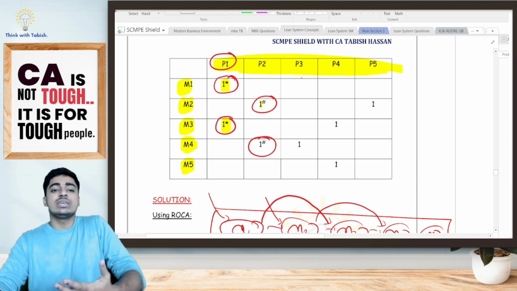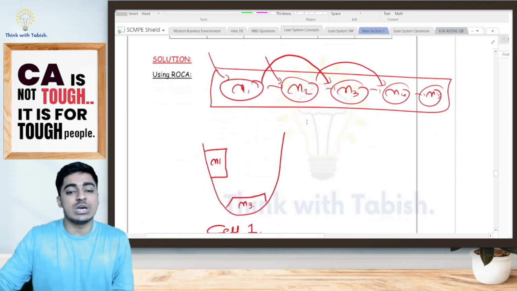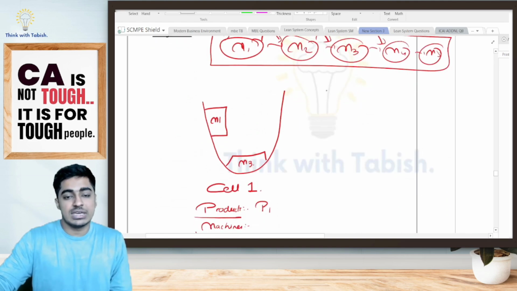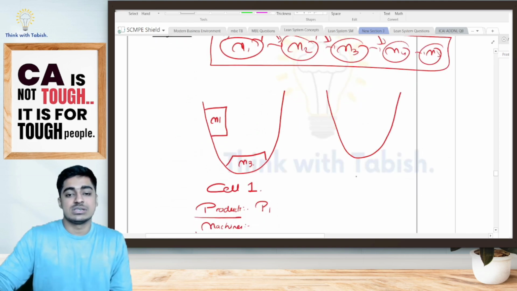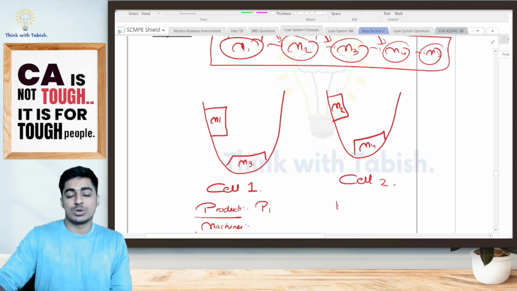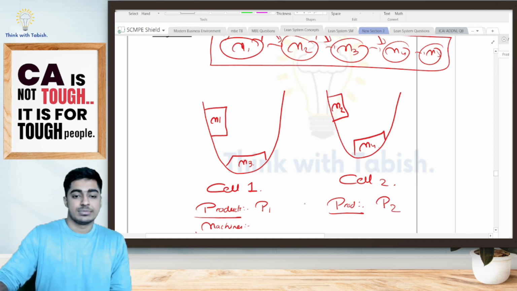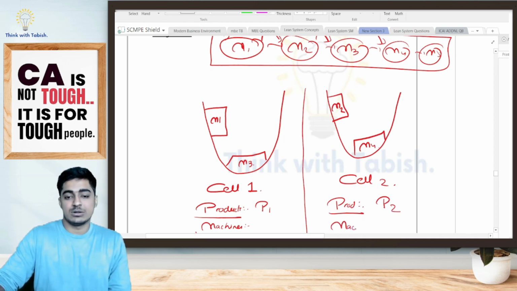So let us do one thing. Let us create a new cell, wherein we will keep machine 2 as well as machine 4. Okay, I have created a new cell, cell number 2. So right now I have kept my machine 2. I have also kept my machine 4. So what product am I manufacturing here? I am producing product 2. Yes, whatever machines are there, that also we will write.